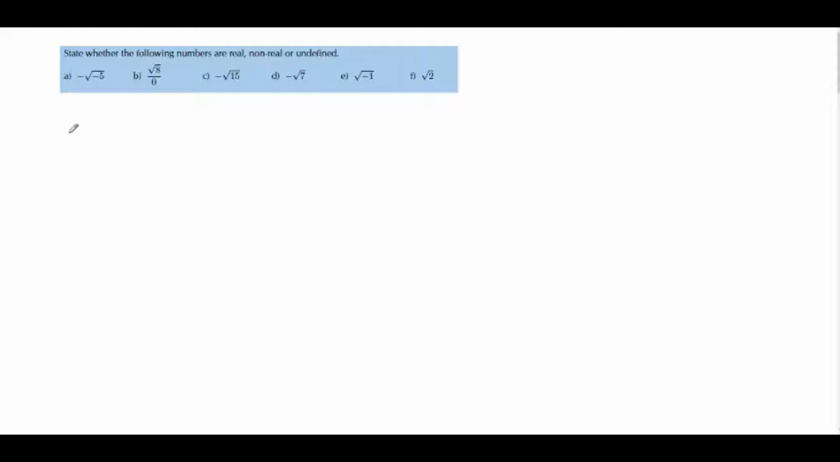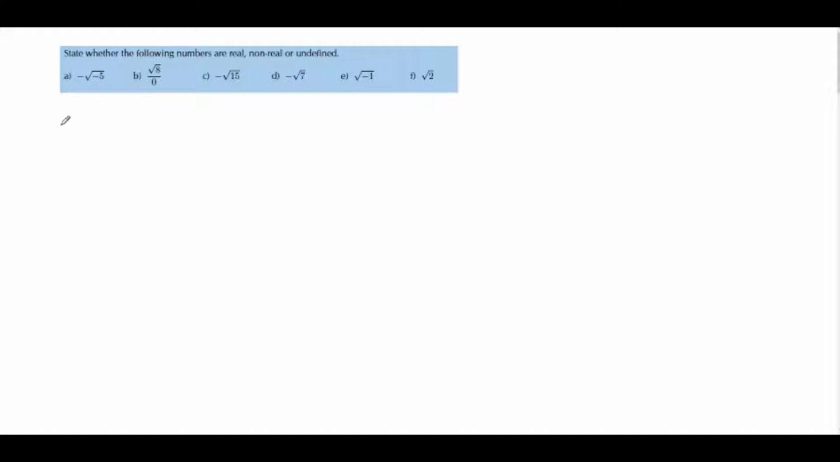Okay, so what do we have before us? We have: state whether the following numbers are real, non-real, or undefined. So what is real? And what is undefined?